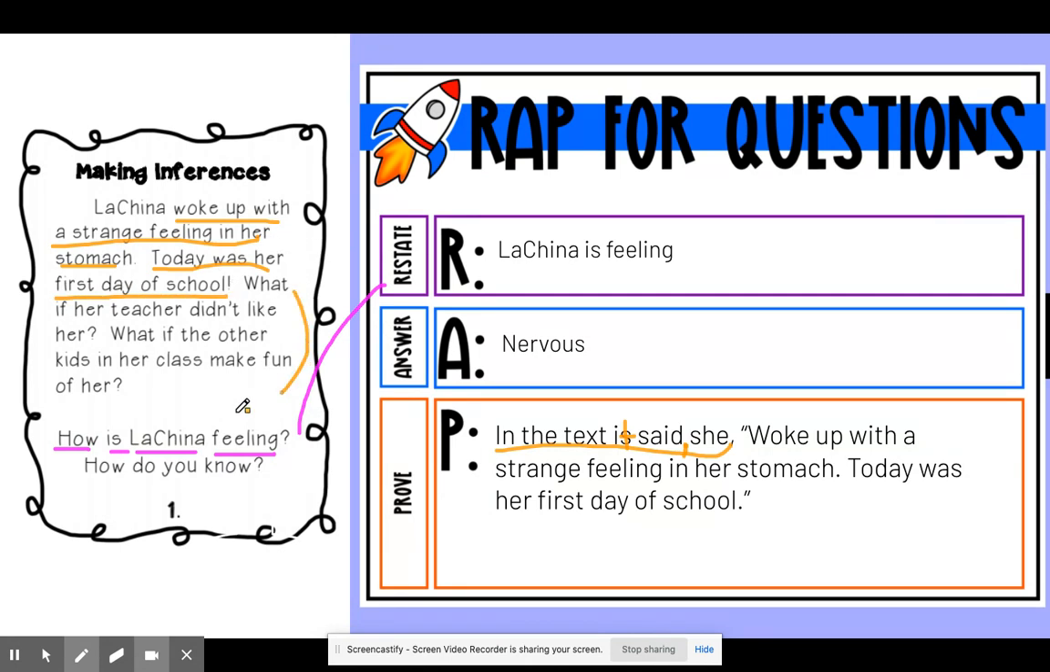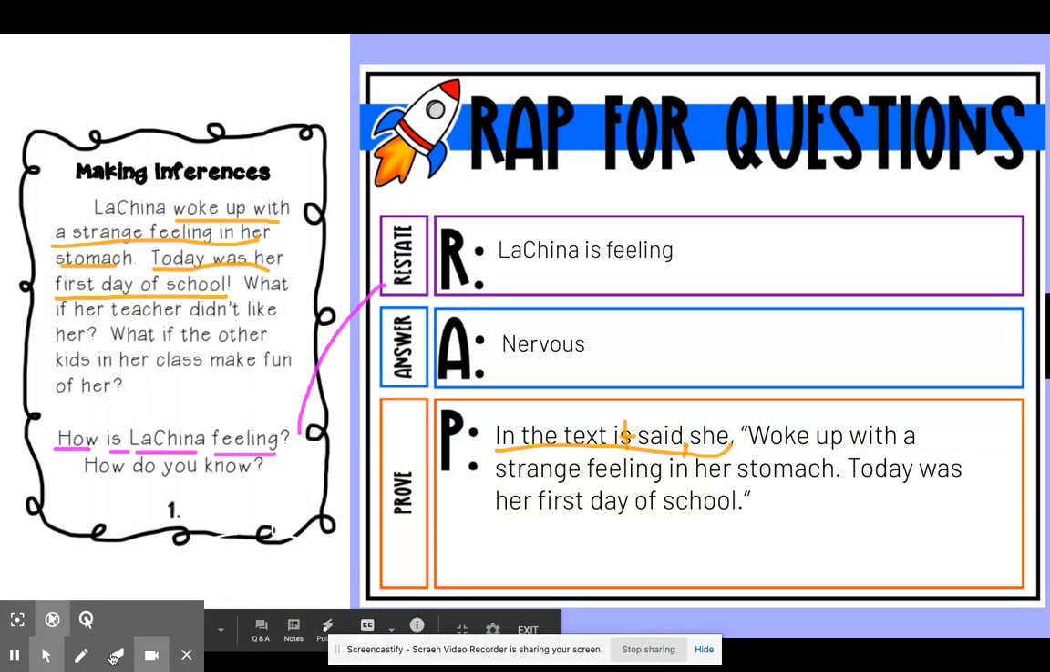Now, notice that I didn't write this part. I don't want to rewrite the entire section. That's not clues. I want to take a little part of the section. And the part of the section that stood out the most to me was that very first part right there, the strange feeling and knowing it was her first day of school. That's what helped me figure out she was nervous the most.